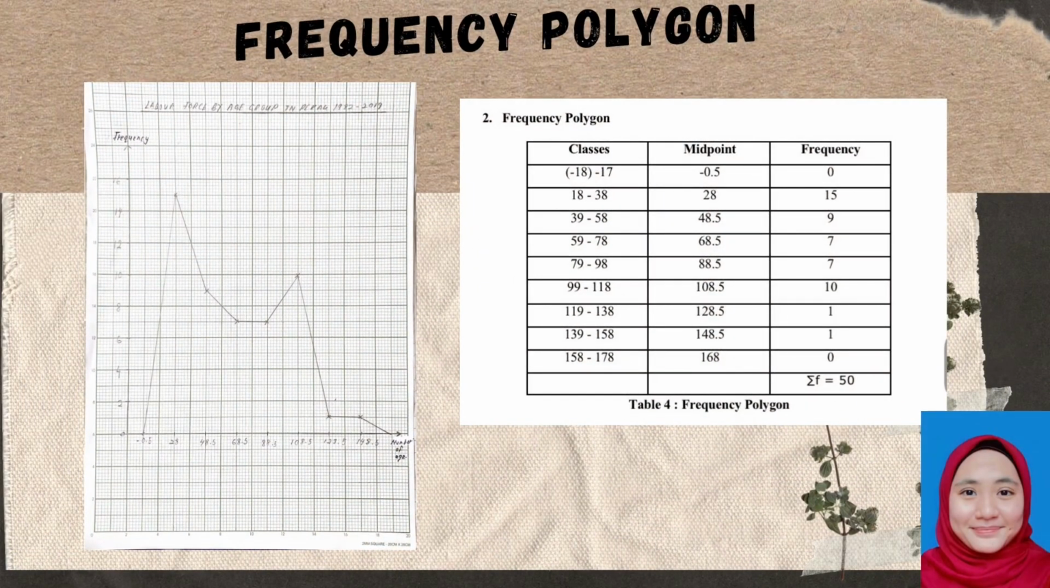Next, the second graph is the frequency polygon. Frequency polygon is also the same as the histogram graph. We must calculate midpoint and also use frequency for the y-axis and midpoint for the x-axis.